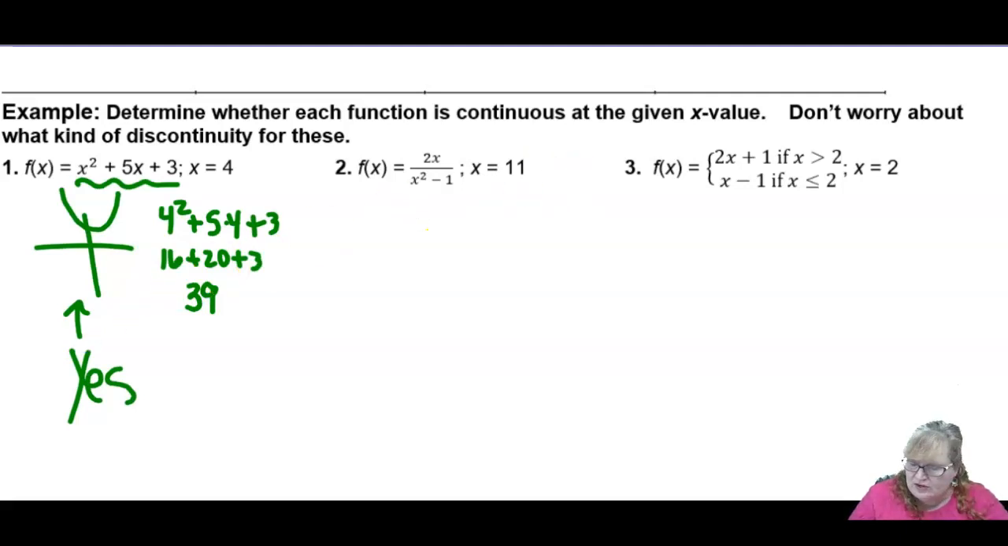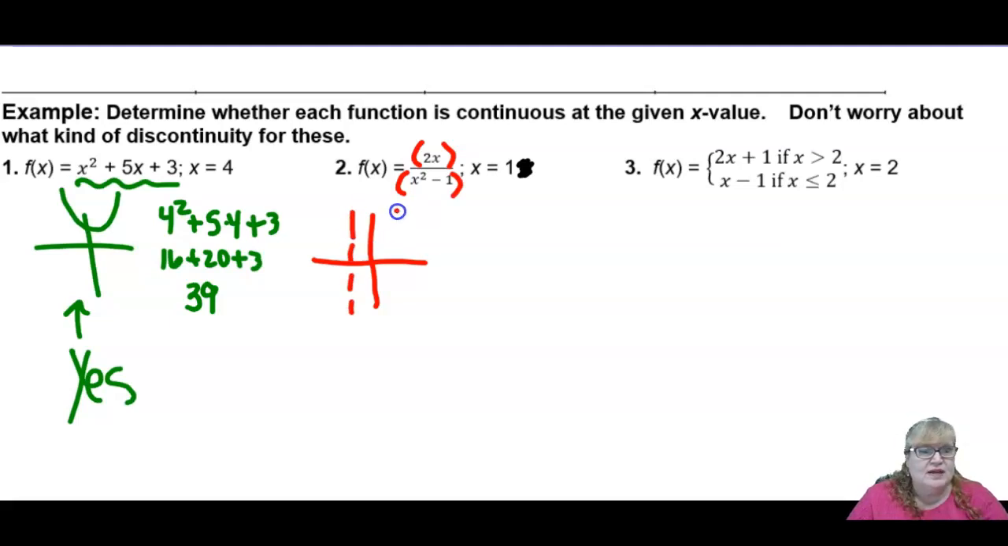This one, I have an error on my slide that I didn't catch until now. I believe on your paper it just says x equals 1, or it should. And it asks, is it continuous at x equals 1? If we were to graph this on the calculator, you would need parentheses around the bottom for sure. I would teach you to put them top and bottom. And it's going to have some asymptotes, okay?